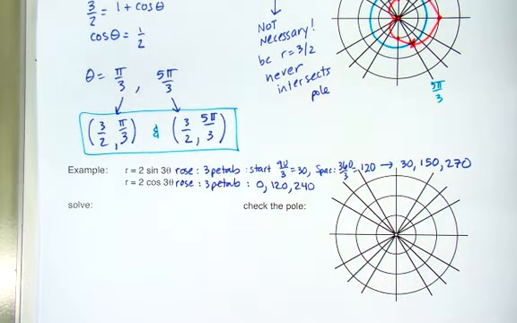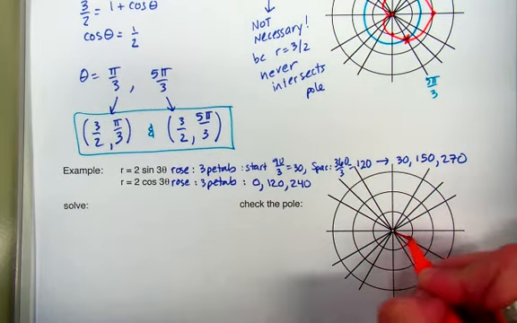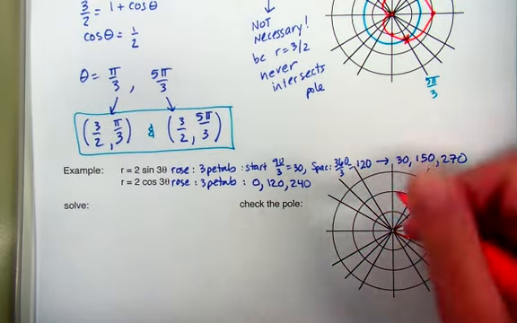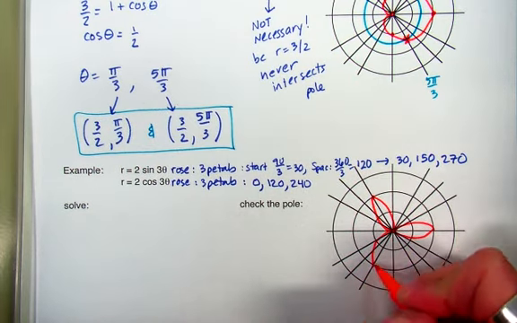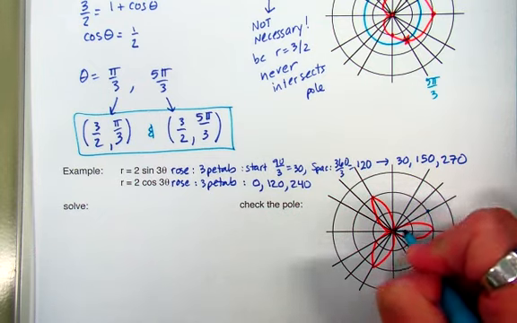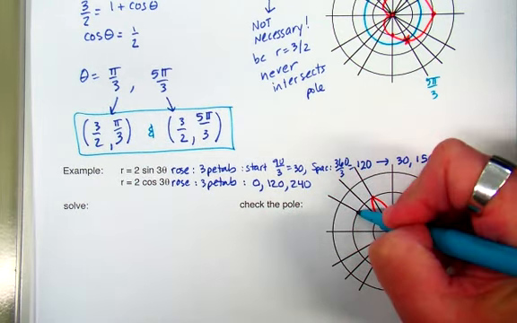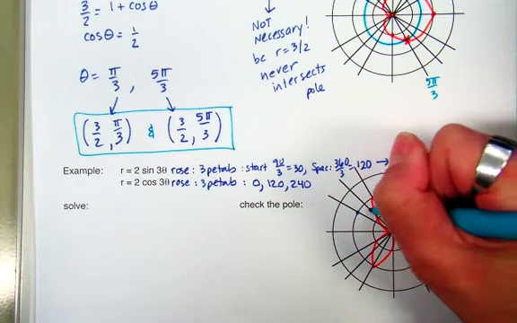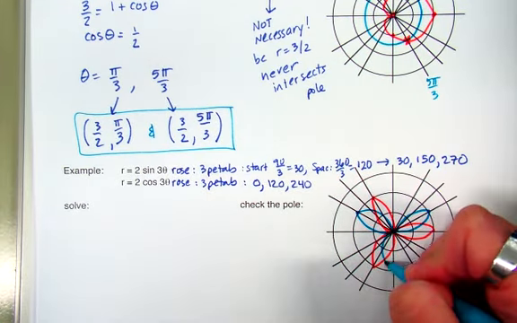All right, so let's graph them. I'll start with my cosine. 0, 120, and 240. Okay, there's my cosine rose. My sine rose is 30, 150, and 270.